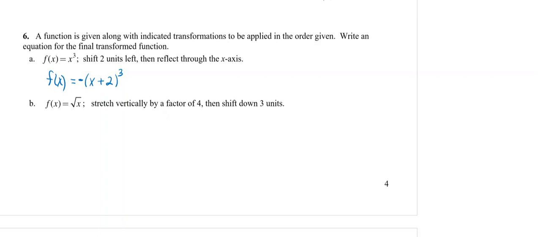In the next one, we start with square root of x, stretch vertically by a factor of 4. That means the whole thing is going to get multiplied by a 4. And then shift down 3 units. That means then the whole thing has to get 3 subtracted from it.